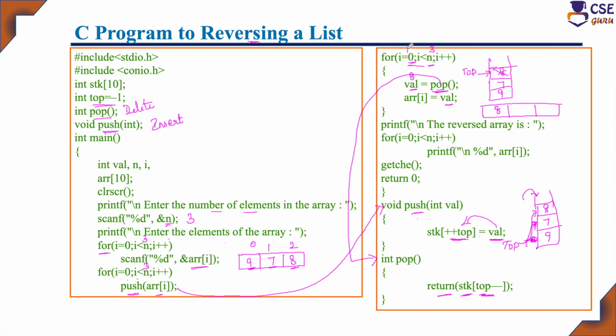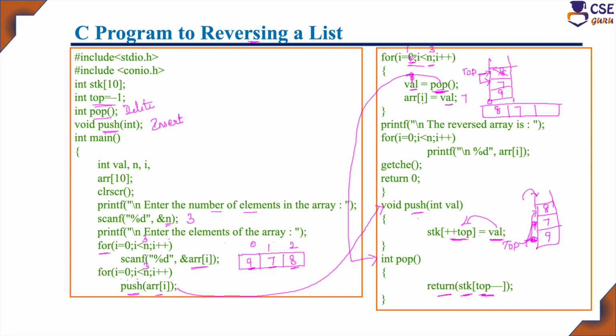Okay, when i equal to 1, i less than 3, pop. Call the user-defined function pop, and here it will return stack of top. Now what is the top position of the stack? After deleting 8, the top position of the stack will point to 7. Now the value 7 it will store here, and in the array 7 will be stored. This is the 0th location; when i value is 1, it is the first location.